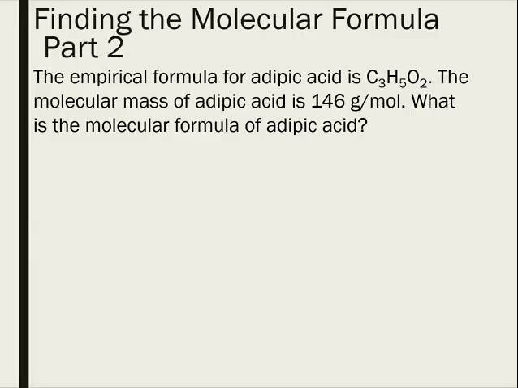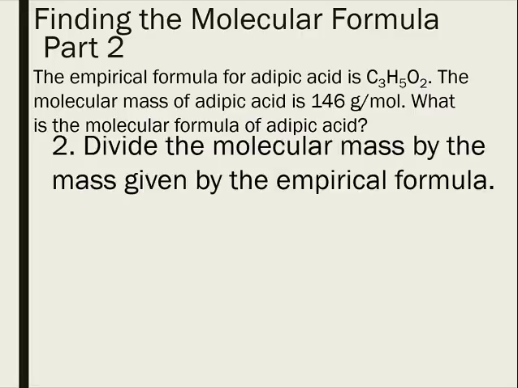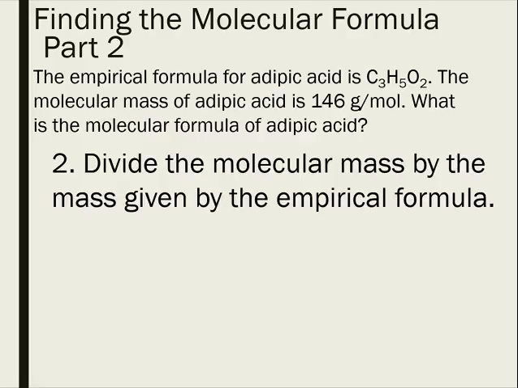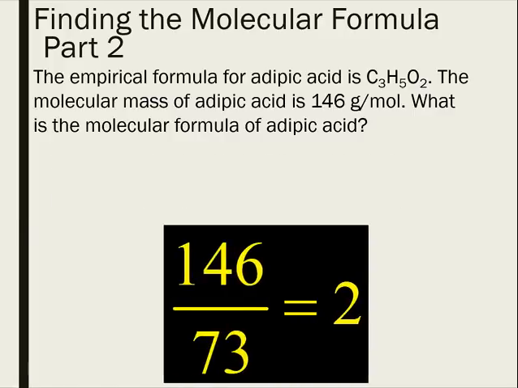Part 2, same problem. So we have the formula mass for the empirical formula. Then we'll divide the molecular mass, again, which is given in the problem, that 146 grams per mole. We'll divide the molecular mass by the mass given by the empirical formula. So that'll look like we have the 146 divided by 73 equals 2.